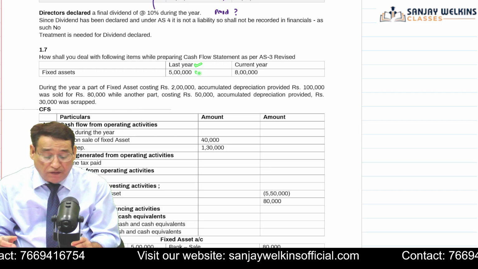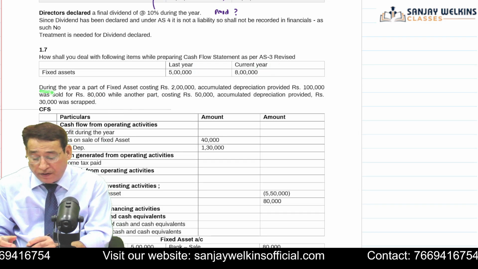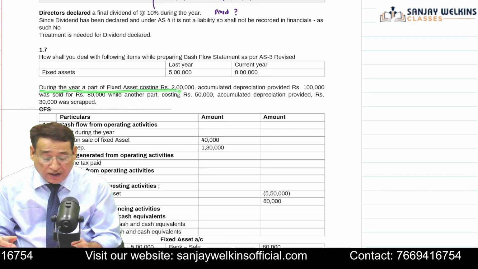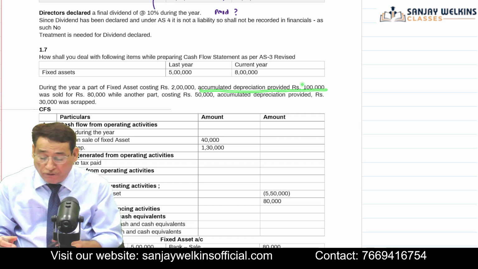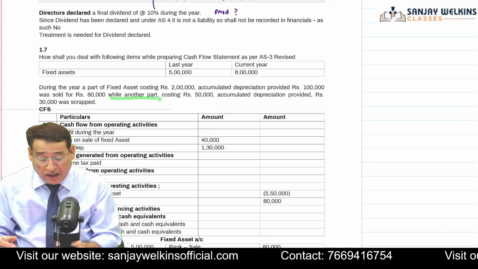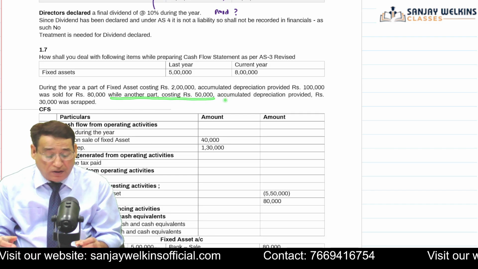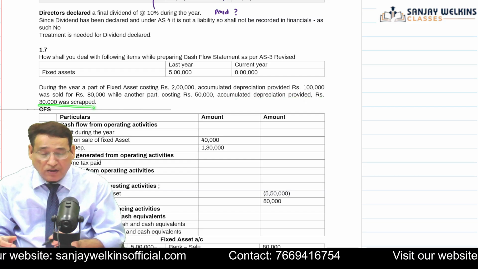Last year it is given 5 lakh. In the current year it is given 8 lakh. Below it is given that during the year a part of the fixed asset costing 2 lakh, accumulated depreciation provided 1 lakh, was sold for 80,000, while another part costing 50,000, accumulated depreciation provided rupees 30,000, was scrapped.